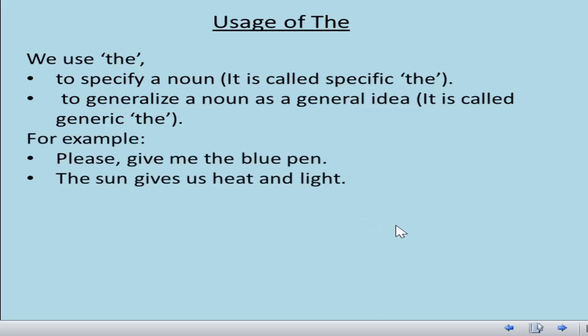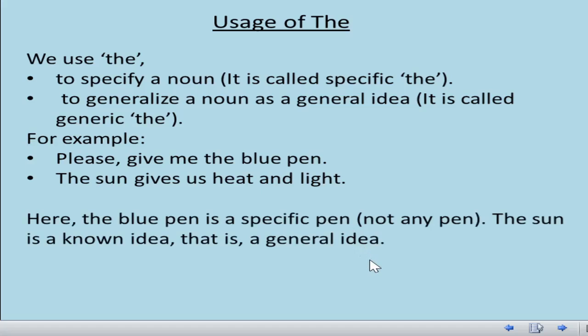For example, please give me the blue pen. The sun gives us heat and light. So here the blue pen is a specific pen, not any pen. It is a specific pen. When the audience is asked to give the blue pen, then he or she will give you the blue pen, not other pen. So here the blue pen is a specific pen.